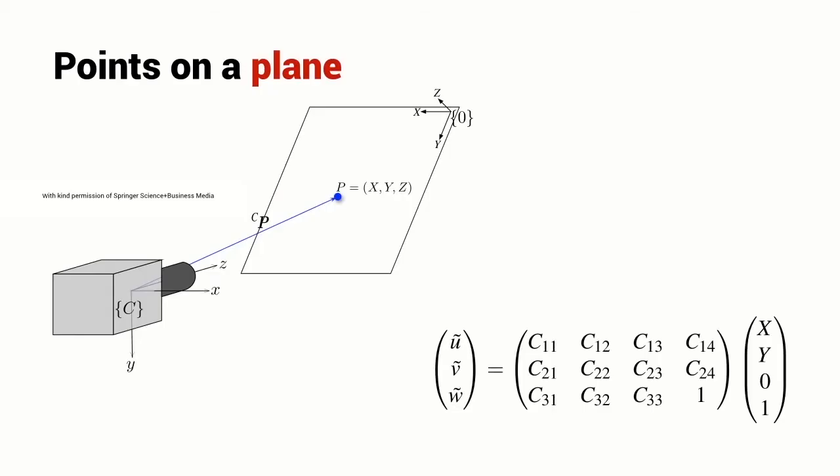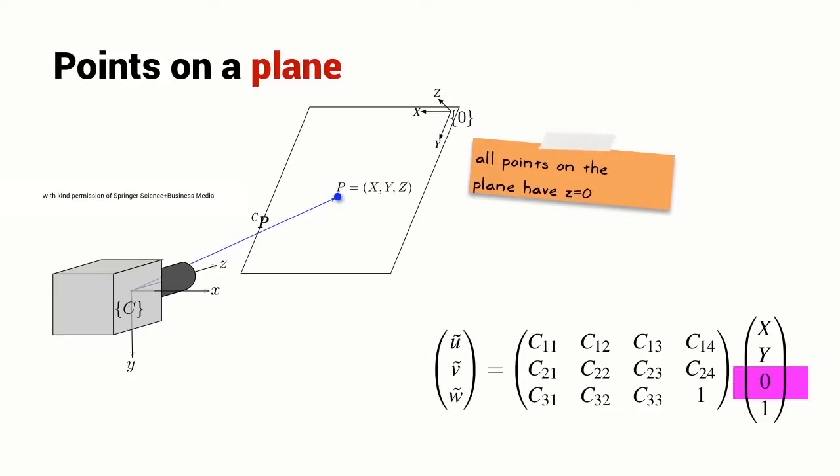Now we will consider the case where a camera is looking at a bunch of points, and these points all lie on a plane. The plane has got its own coordinate system, which we denote by coordinate frame 0. Clearly, every point that lies on this plane has got a z coordinate of 0, which is shown down here. The coordinate capital Z multiplies all of the elements in the third column of our camera matrix.